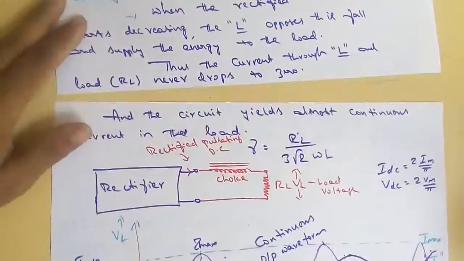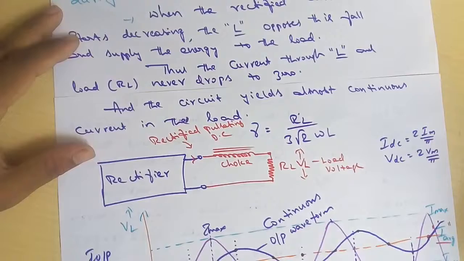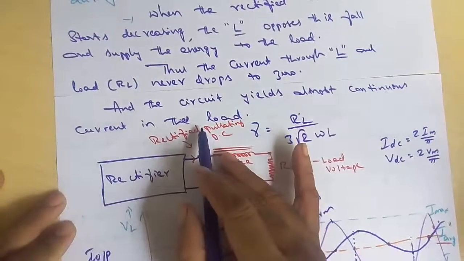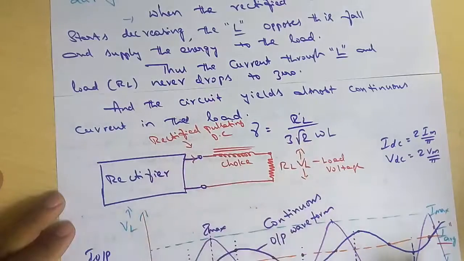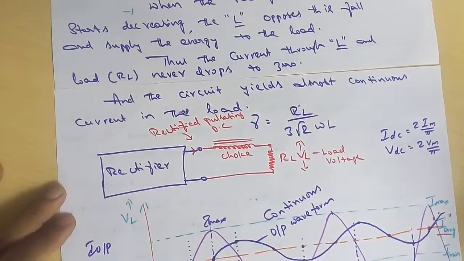Right? So the circuit yields almost continuous current in the load. Continuously it is giving current at the load, right? So this is about the working of the series inductor filter.